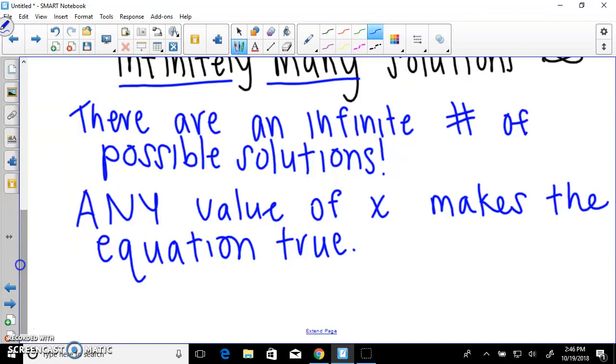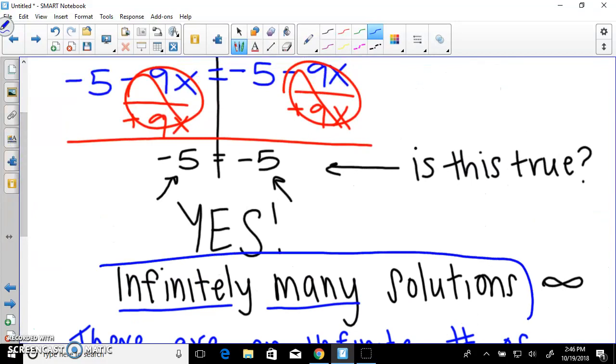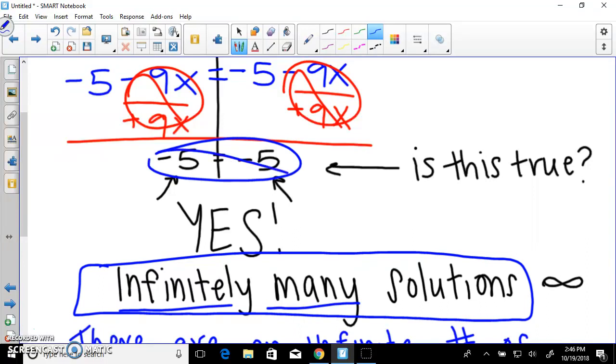Okay. Any value of x makes the equation true. So what would we put as our answer for this? We would put infinitely many solutions or the equal sign. We wouldn't actually say like negative 5 equals negative 5. That's important, but it's not the answer. The answer is infinitely many solutions.